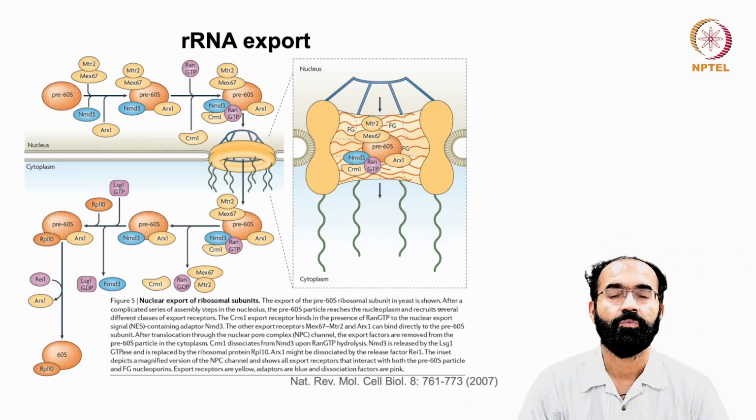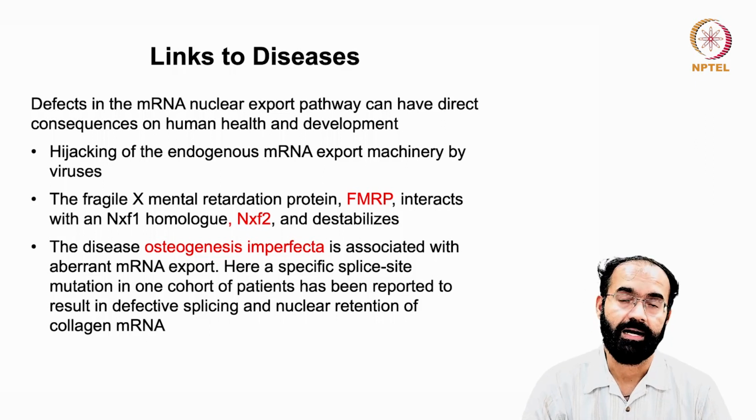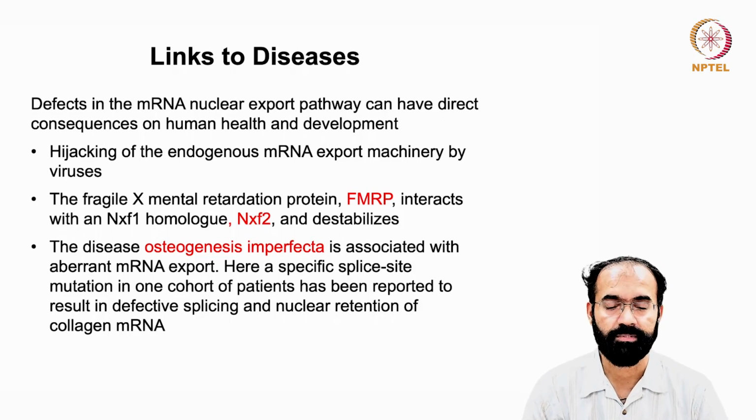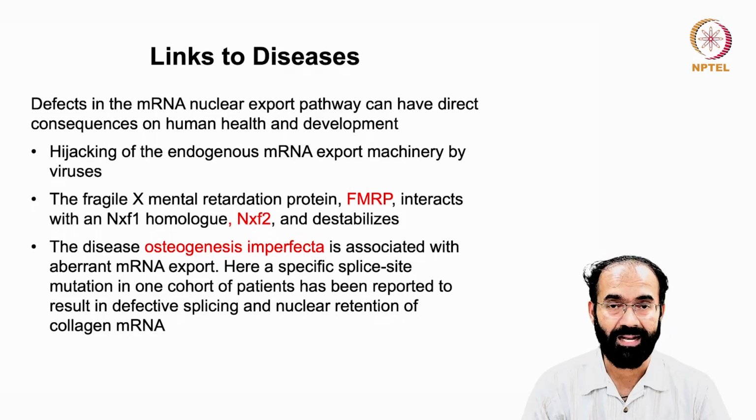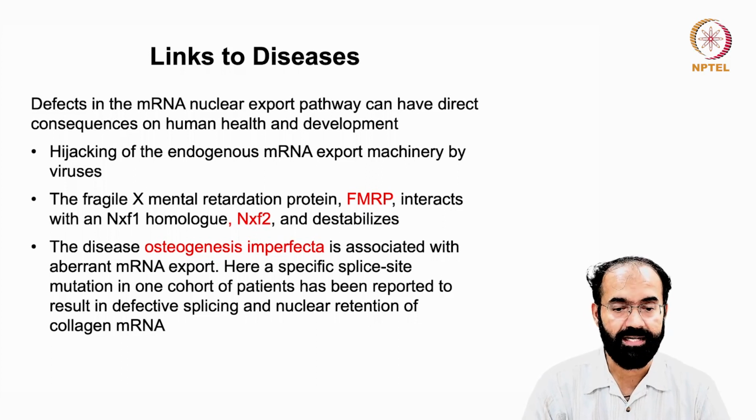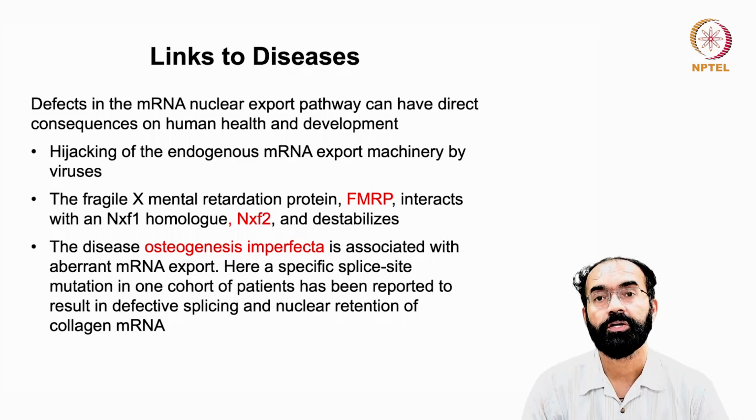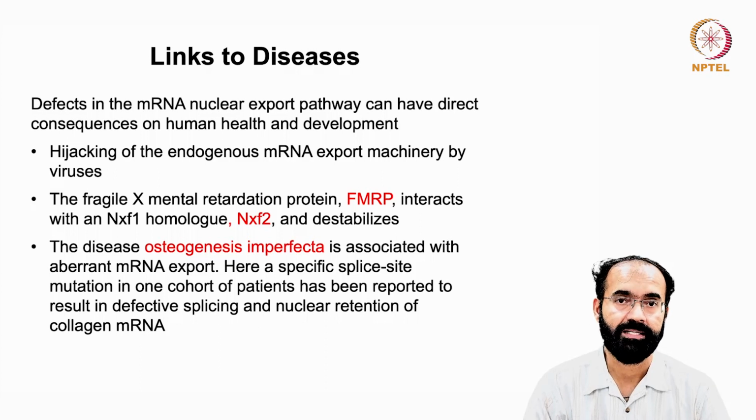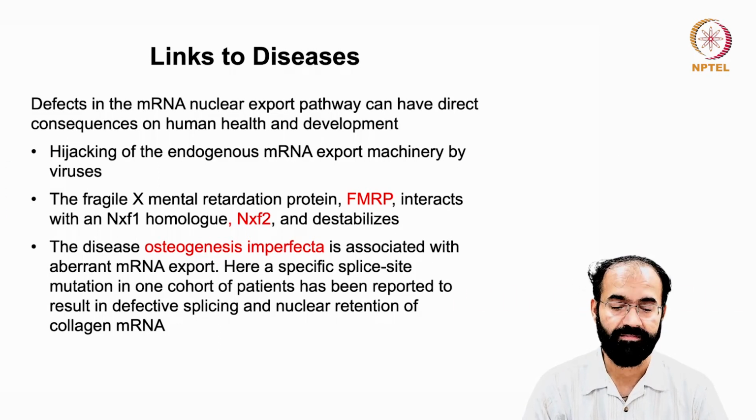Now let us see what are the major disorders or diseases linked to RNA movement to and from the nucleus. What are the possible defects and troubles? We also saw some splicing defects and the diseases related to that. Defects in the mRNA nuclear export pathway can have direct consequences on human health and development. Health means day-to-day life, development means embryonic development. It can even cause defective embryonic development.